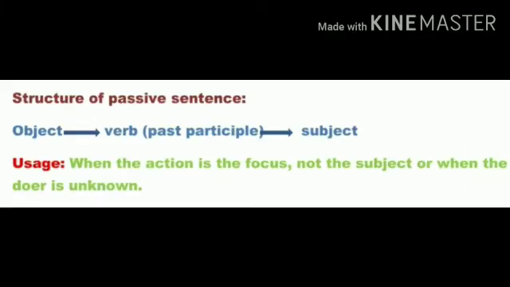In the passive sentence, the object takes the place of the subject and the subject takes the place of the object, with by being added to it. So the structure of this sentence is like object, then be verb, then third form of verb, means past participle, then by, then the subject.